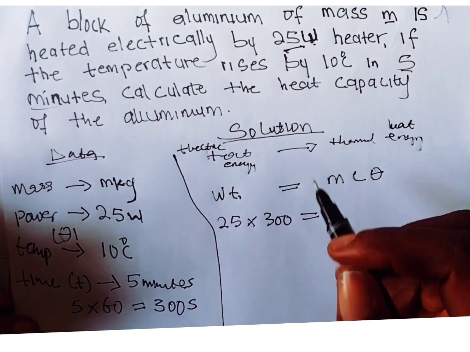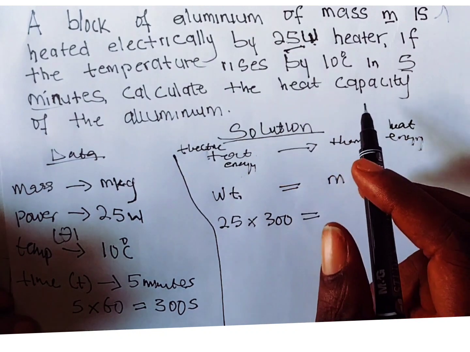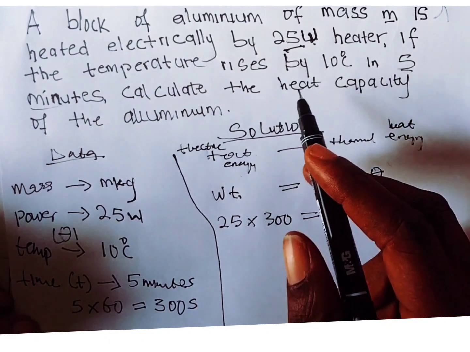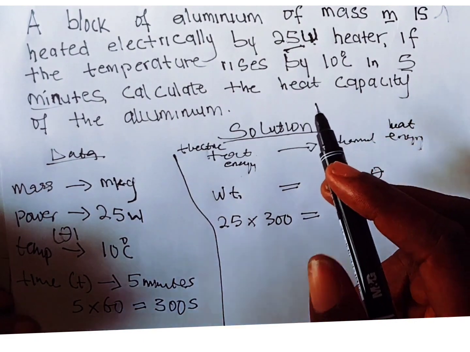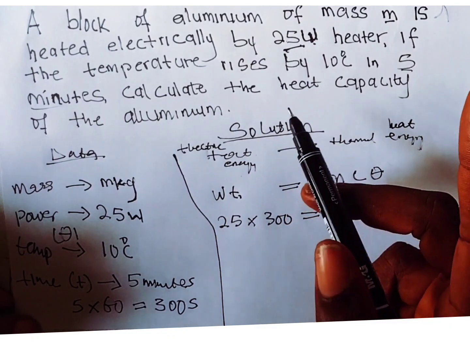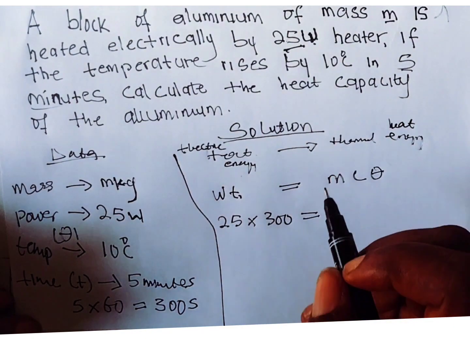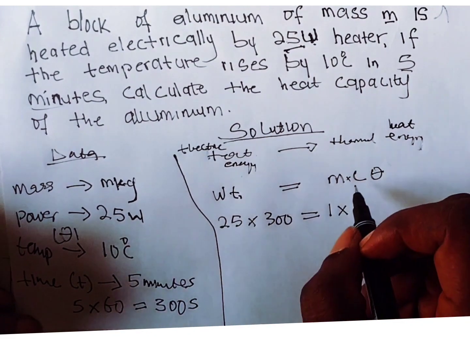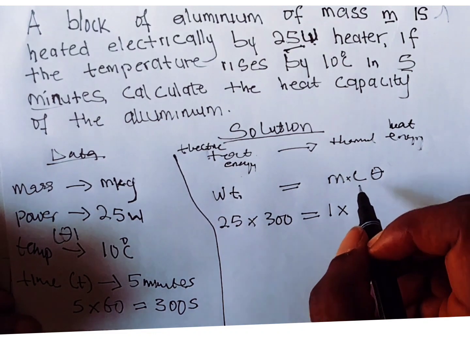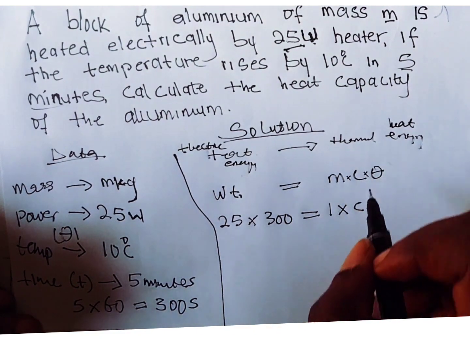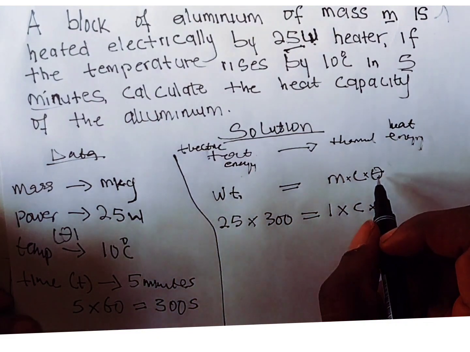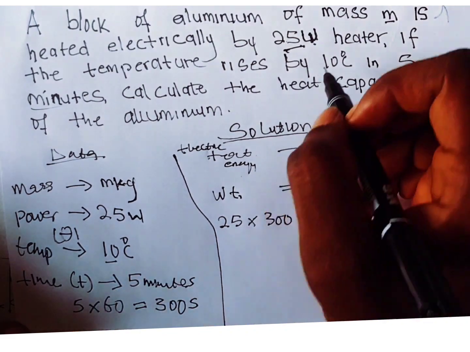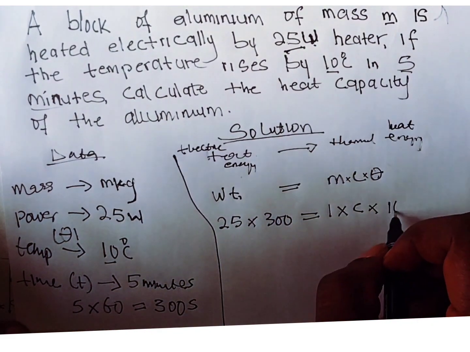What is the mass given to us? They don't give us the mass, but because they asked us to calculate the heat capacity, we now know that the mass should be 1, because the specific capacity of any object is the heat that is required to raise 1 kilogram of that object. So we write M as 1, times C, which we are solving to get, times the temperature change, which they give us as 10.